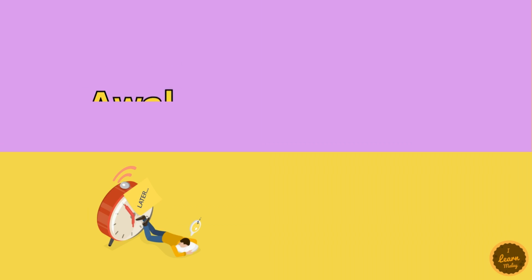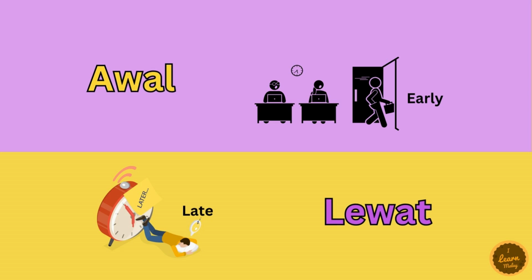The next pair of opposite words are awal, lewat. Awal means early, lewat means late.